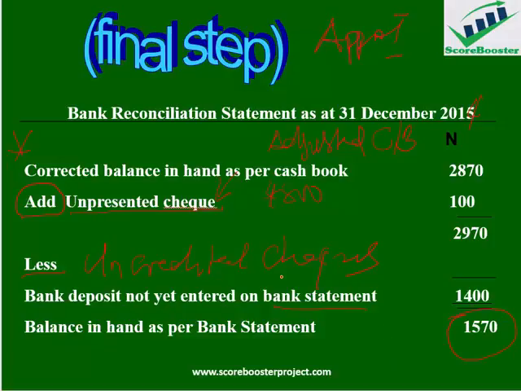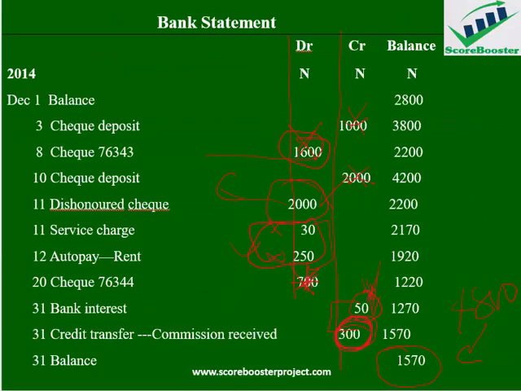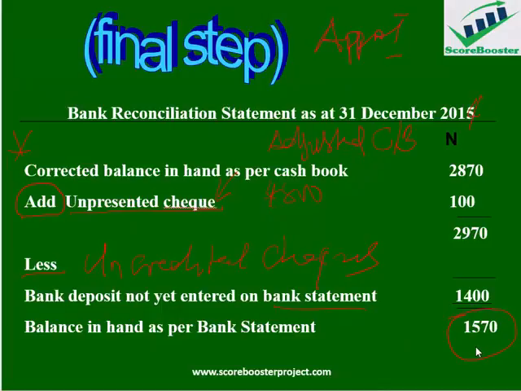If you go back to your bank statement now, the one we were given by the examiner, you will discover that what we have there as balance is 1,570. And when you also come to our adjustment we have made here, you also see 1,570. This is the way to go. With this, you can attempt any question.